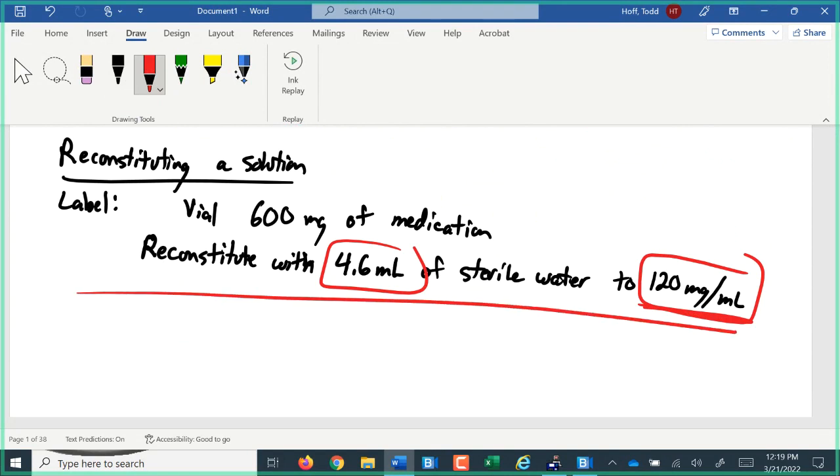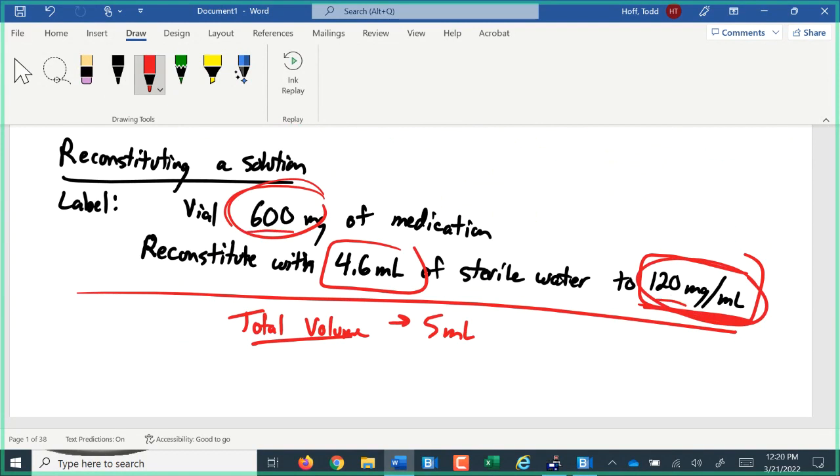Total volume is actually going to end up being 5 milliliters. Because you have the powder mixing in with the water, it will slightly increase the volume of the total solution. Well, it doesn't say whether this will be a solution or a suspension in this instruction, but the total volume will be 5 milliliters. We know that because 600 milligrams of medication at 120 milligrams per milliliter, 600 divided by 120 would require 5 milliliters to contain that medication.